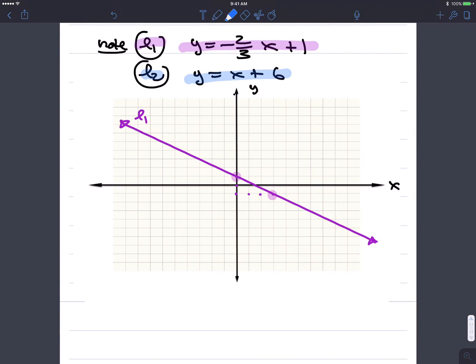This is line 1, line 2. We're going to start at positive 6. 1, 2, 3, 4, 5, and 6. This is the location of my y-intercept. We're going to go up 1, to the right 1. And find the location of my second point here.